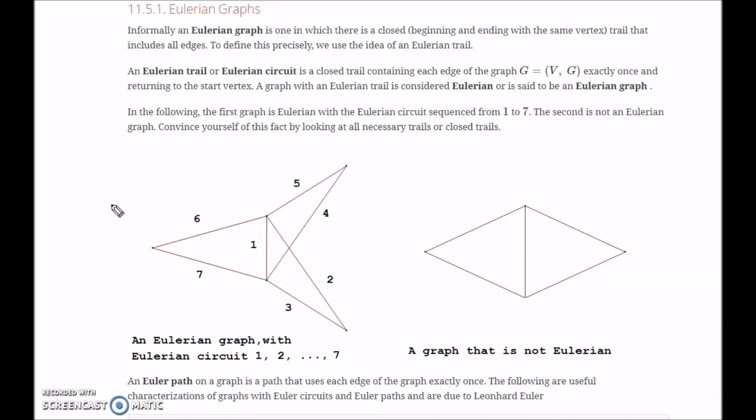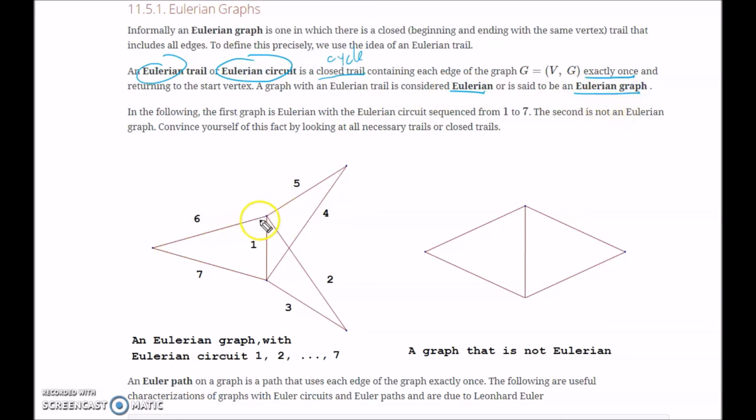Basically, if you have a trail that goes over all of the edges, and it's closed, so it starts and ends at the same vertex. So in other words, an Eulerian graph is one that has a closed circuit or cycle that goes through every edge. So an Eulerian trail or Eulerian circuit is a closed trail, that means cycle, that contains each edge exactly once. So it goes over every edge, and it doesn't go over any edge more than once. Okay? A graph like this is called Eulerian, or is called an Eulerian graph.